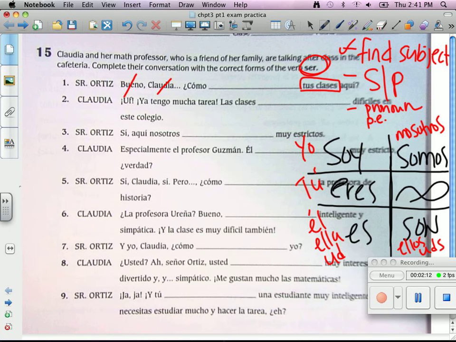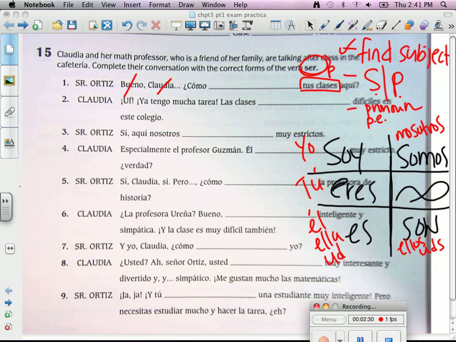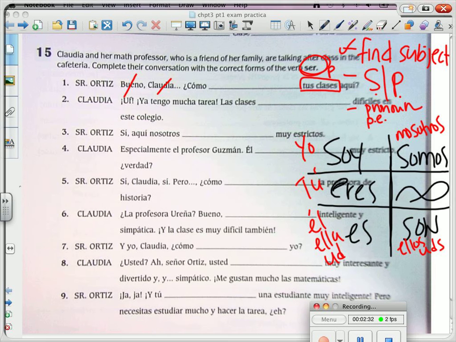What's our second thing? We need to find out if it's singular or plural. Look at tus clases. It's a whole lot of S's up there. Is that going to be singular or plural? If you said plural, you're right. So we know that our subject is plural. Now what we need to do is go to our chart and figure out what side is the singular side and what side is the plural side. This is singular. This is plural. ¿Cómo blank tus clases aquí? I already said it's plural, so we can eliminate this side of the chart, right? Done. And we know we're over here.